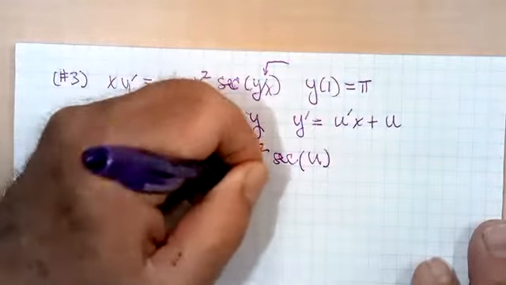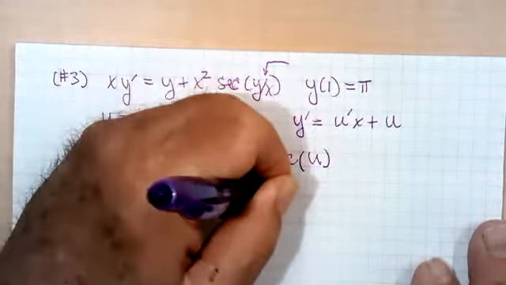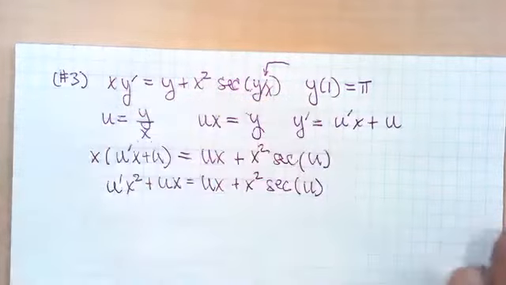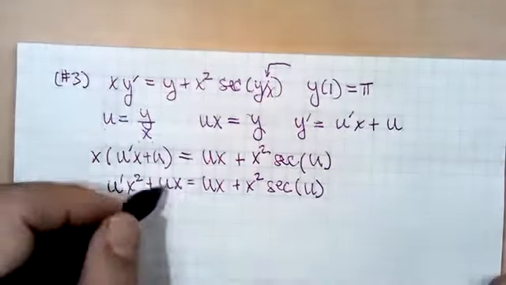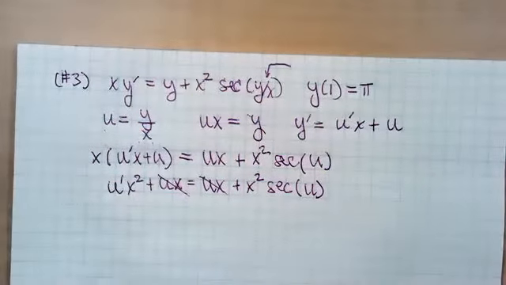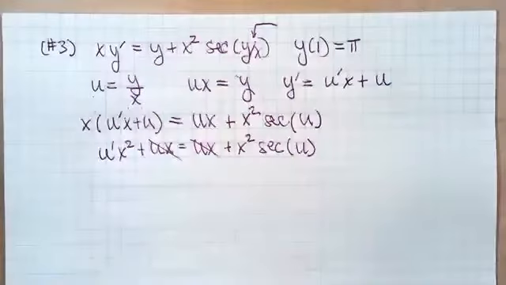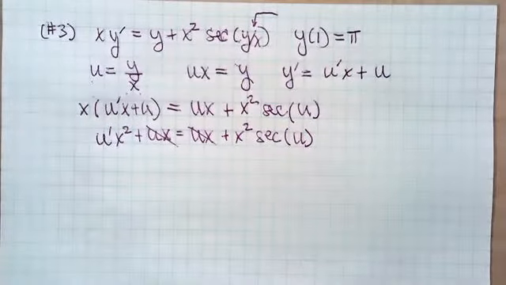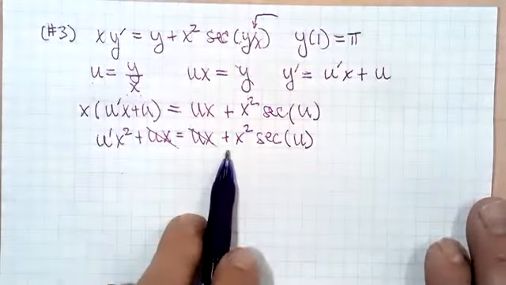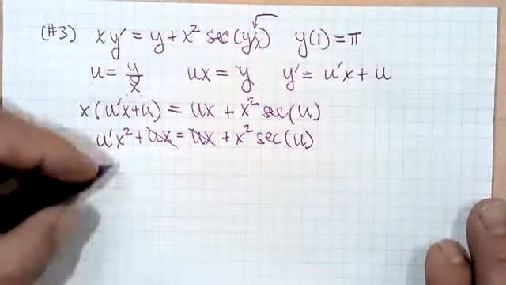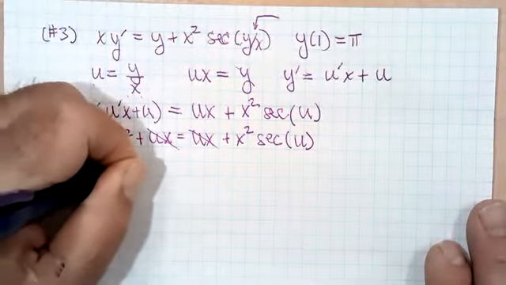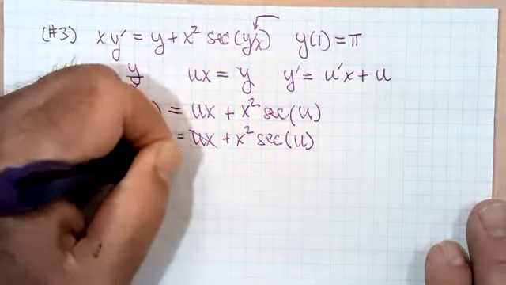That looks like a happy accident, but of course it isn't. That's the reason this particular ODE was chosen, because things get nice after the substitution. So you subtract u times x from both sides, and you're left with u prime x squared equals x squared secant of u. Well, that's not too bad, because we can divide out the x squared.